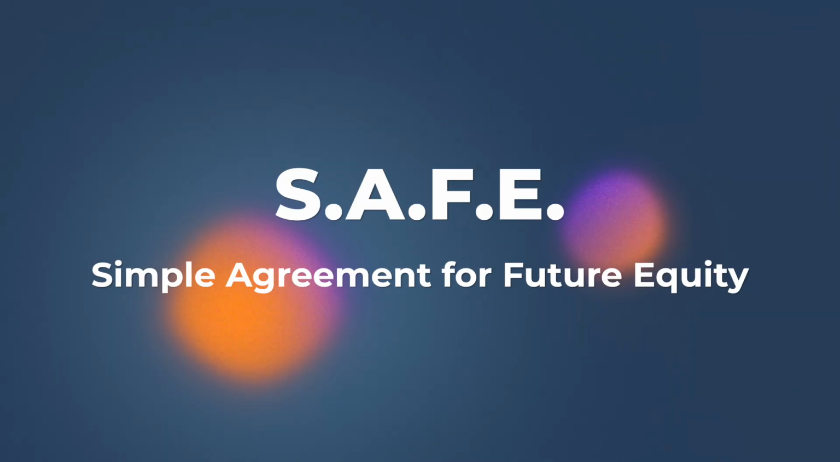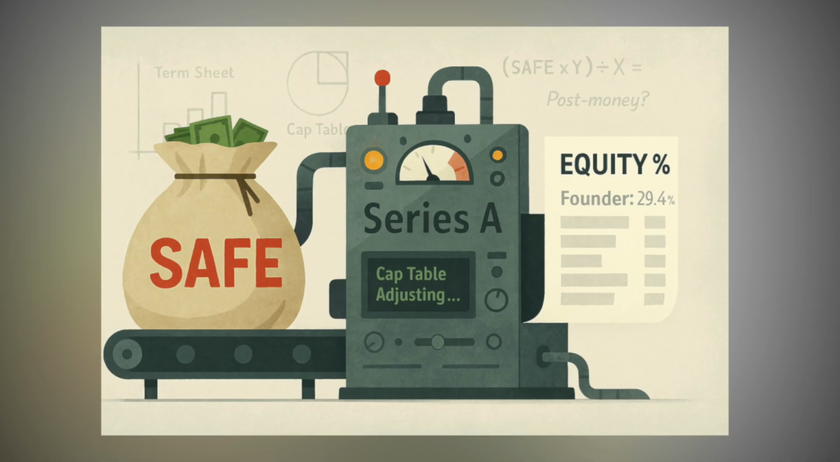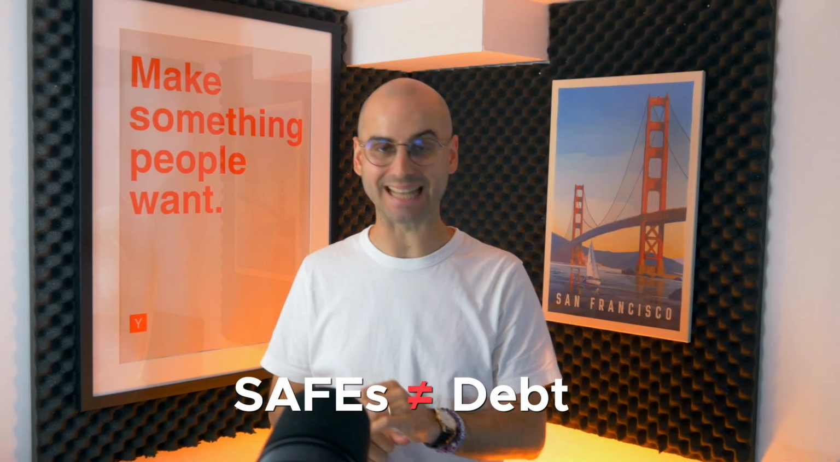SAFE means simple agreement for future equity, and it was created by YC to make fundraising fast and easy for founders. They're quick, they're clean, and they basically became the default for every early stage startup. Here's how they work. You raise money now, and the SAFE converts into equity in a later round, usually at Series A. Unlike convertible notes that we'll cover in a moment, SAFEs are not debt, which means there's no interest and no maturity date. It's just a simple conversion when a price round happens.